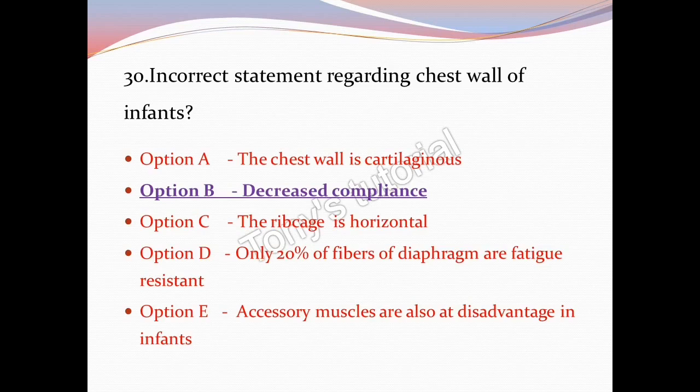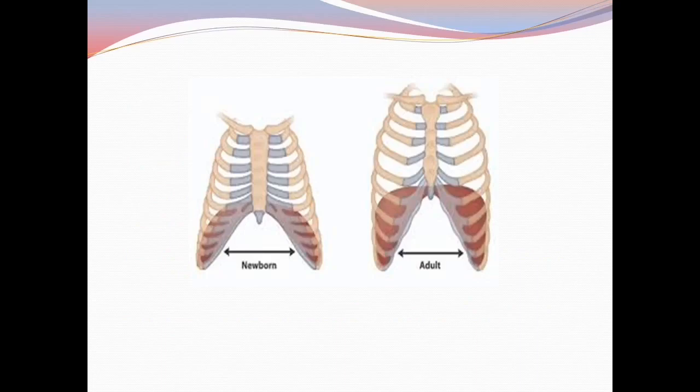And the rib cage is horizontal. That is correct. The rib cage is horizontal in infants. Only 20% of the diaphragm fibers are fatigue-resistant, and this is also correct. You can see the horizontal ribcage in the diagram. Once the child starts growing, the ribcage becomes a normal shape. So these are the changes in infants. For the thorax and chest wall, we have tried to cover almost all the questions.